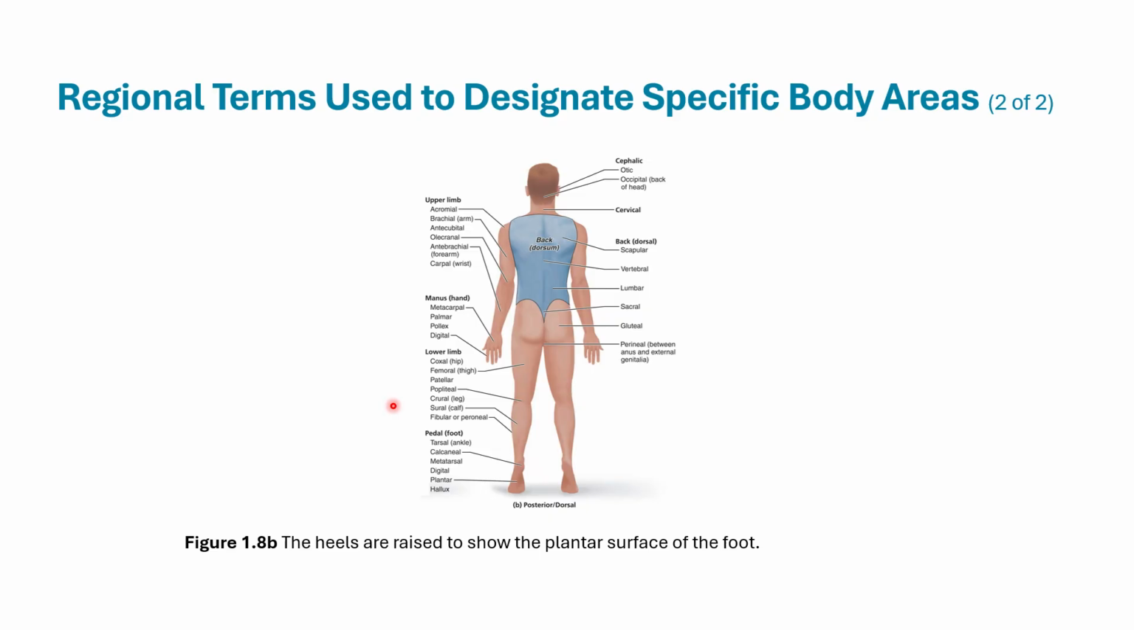The lower limb region refers to the legs. These include the coxal or the hip, the femoral or the thigh, the patellar, which would be the anterior knee, popliteal would be the posterior knee, the anterior leg between the knee and the ankle. The sural is the calf or posterior leg between the knee and the ankle. We have the fibular or peroneal side of the leg between the knee and the ankle. And remember, the pedal area refers to the foot. This has the tarsal, the calcaneal, and the metatarsal areas. The digits, the plantar or the sole of the foot, and the hallux, the great toe.